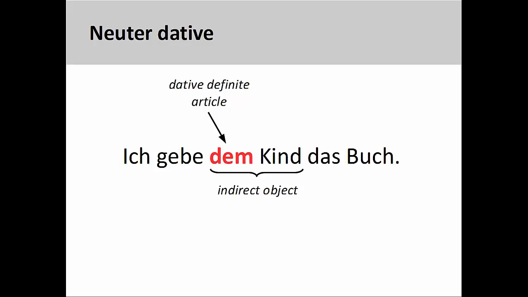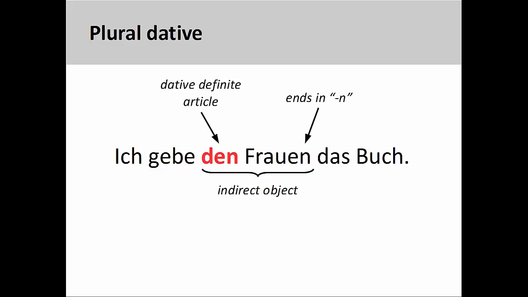And here is the neuter dative. Ich gebe dem Kind das Buch. I give the book to the child. As you see here, the masculine and neuter dative have the same form, dem. The plural dative requires a bit more explanation. In this sentence, Ich gebe den Frauen das Buch. I give the book to the women.